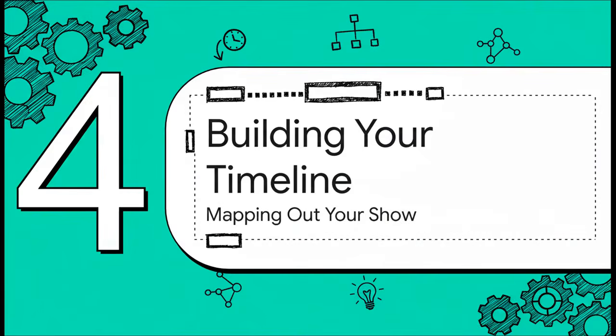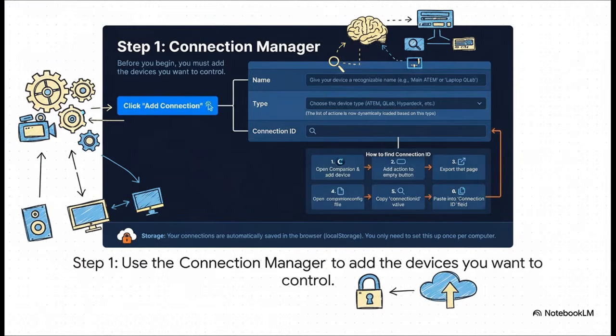All right, now for the really fun part, actually mapping out your show. This is where you take a static, boring run of show document and turn it into a living, breathing, automated timeline. Okay, so before you do anything else, you need to tell Live View what gear you're controlling. You'll do that in the Connection Manager. You just add each device, your video switcher, your audio playback software, whatever you're using, and give it a name. This is how the tool knows what actions are available when you start building your cues.